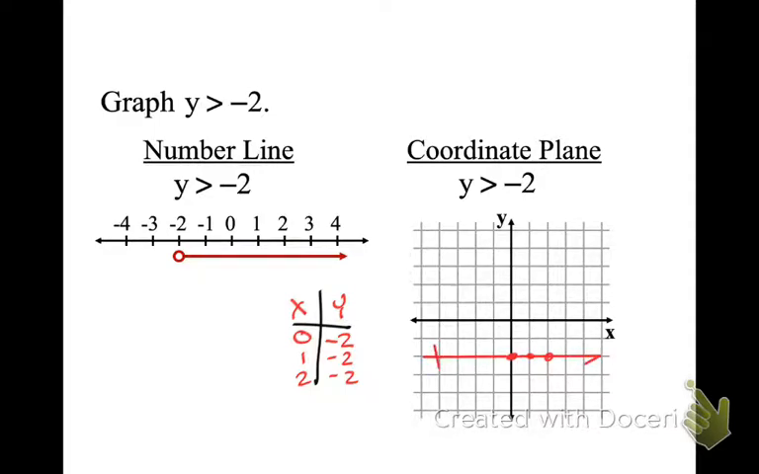Now, which way are we going to shade? Okay, so now we take our number line, just like on our number line when we have this open circle, because it shows it doesn't include the -2. On the graph, we show that it doesn't include -2 by making it a dashed line.